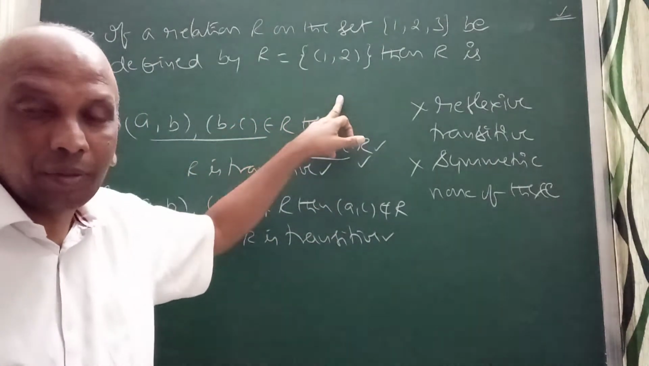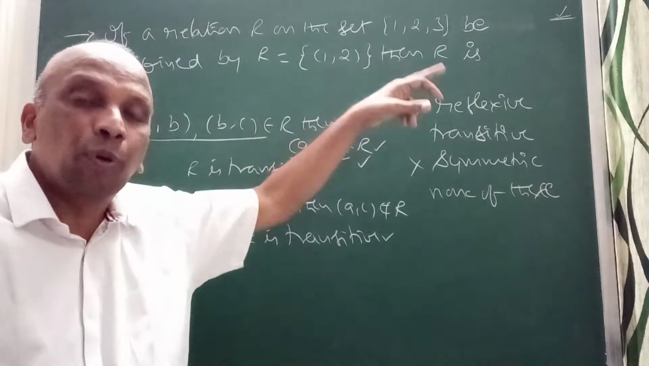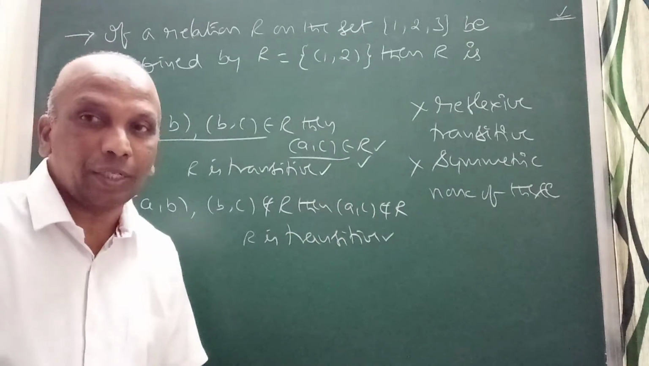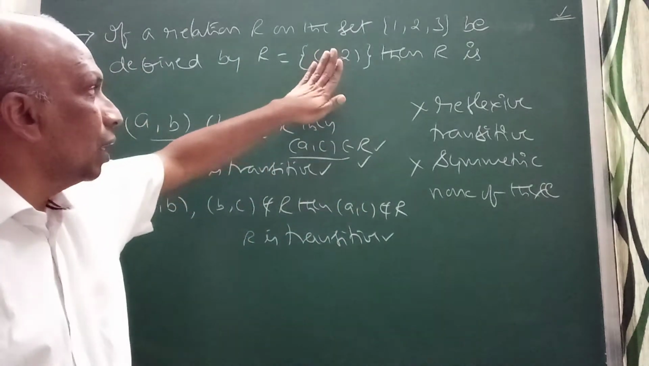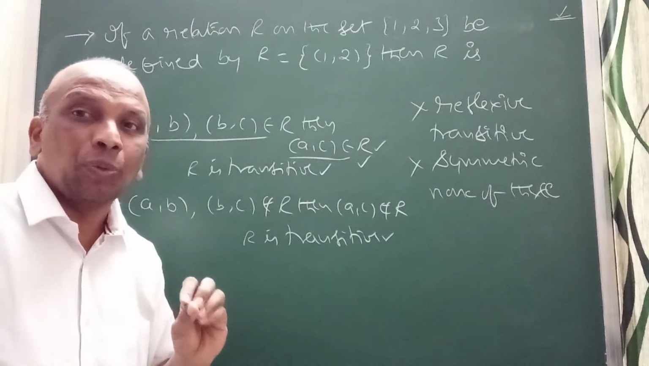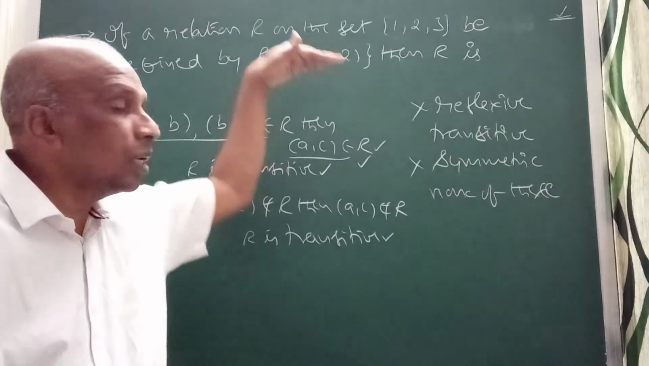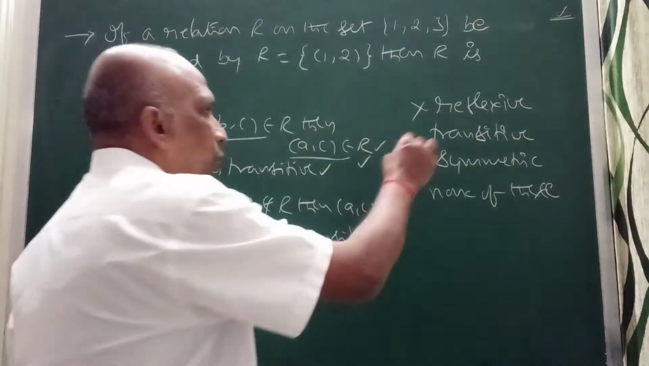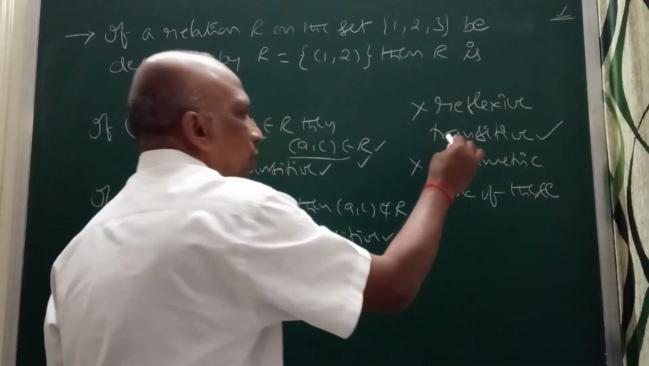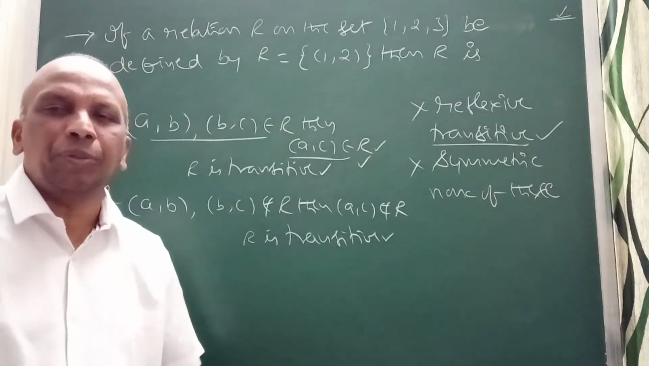Same here. (1,2) is there. (2, something) I don't want. If it is there, I can think about (a,c) and should check. But here, clearly only (1,2). If you take a single ordered pair, obviously this relation is transitive. No doubt about this. The answer is transitive.